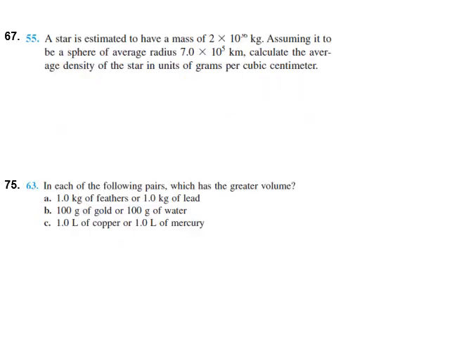Another one of my favorite problems. There's actually one that's even better than this one. I like problems that deal with stuff out in the universe. A star is estimated to have a mass of 2 times 10 to the 36 kilograms. How many sig figs do we have here? 1. So what does that mean? Well, it means we're going to have to round our answer to 1 sig fig, right?